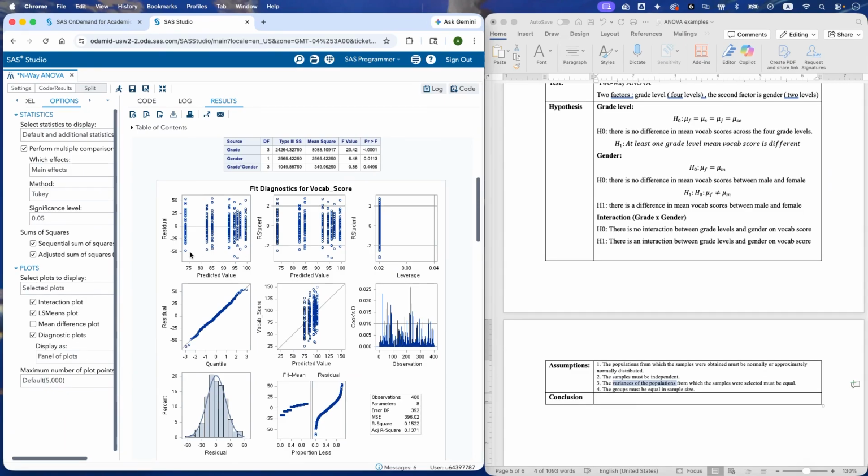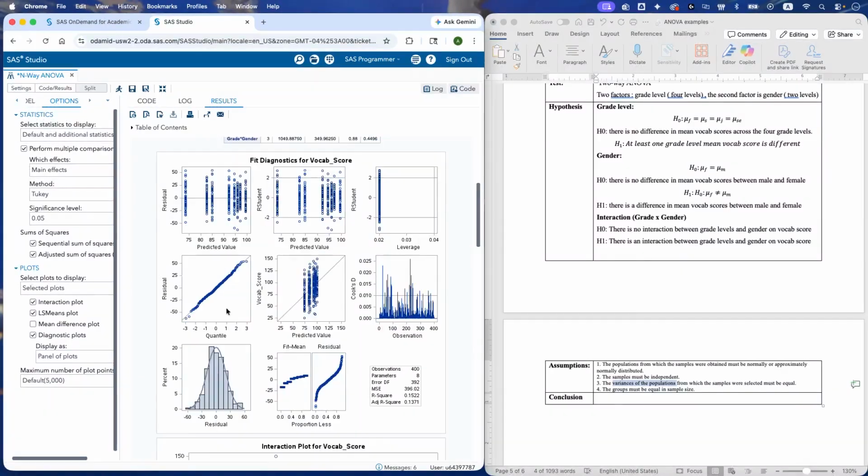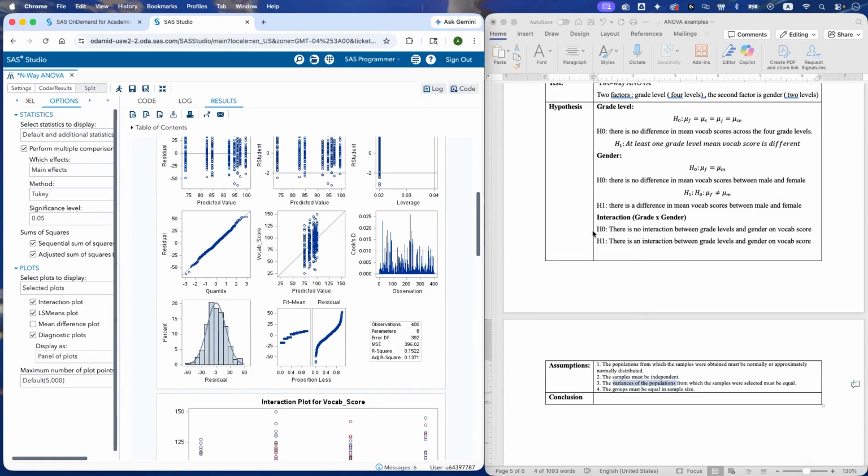So we don't have different variances. We have a few values here, but that's okay. Generally speaking, we don't have any specific shape. There is no pattern. They are spread fine. So the variances look equal across the different groups. We are done with the assumptions.